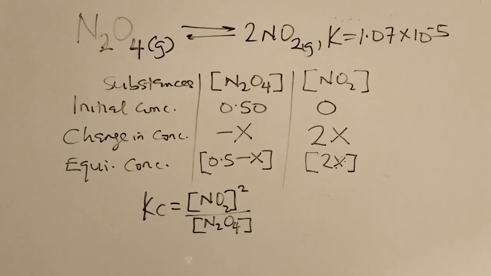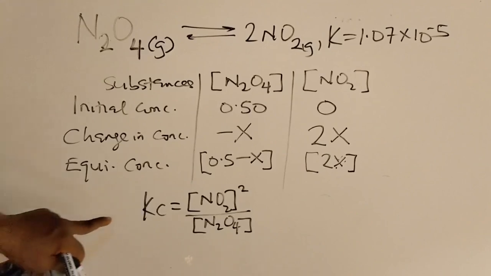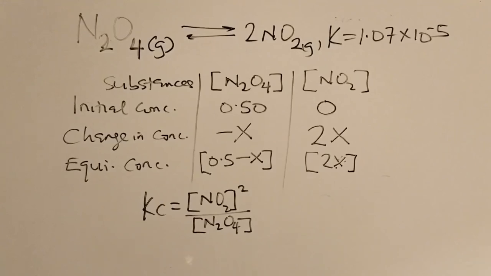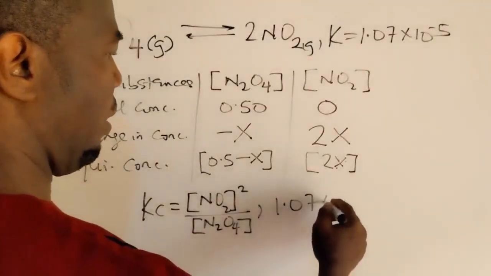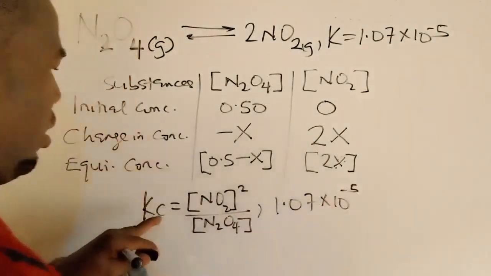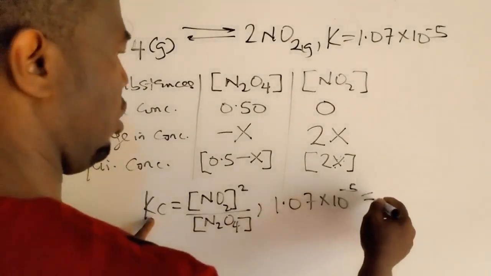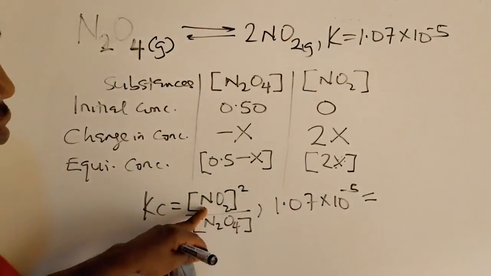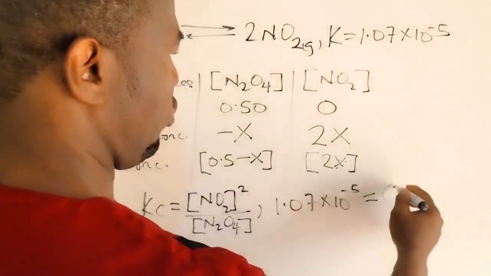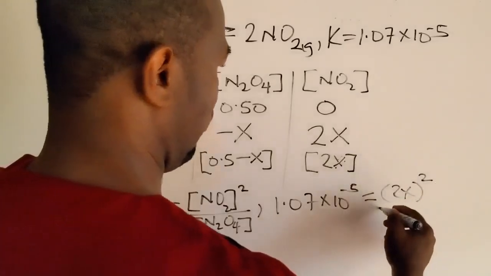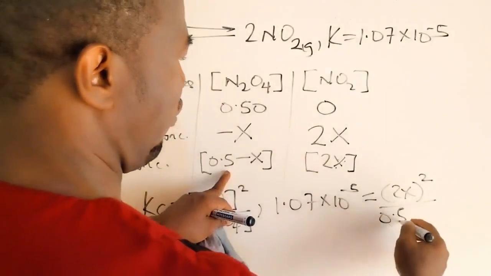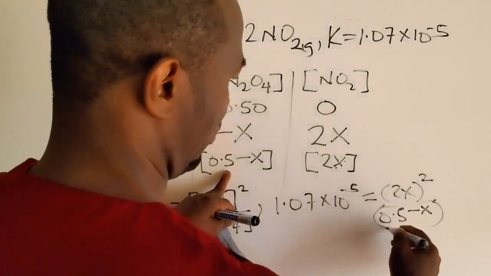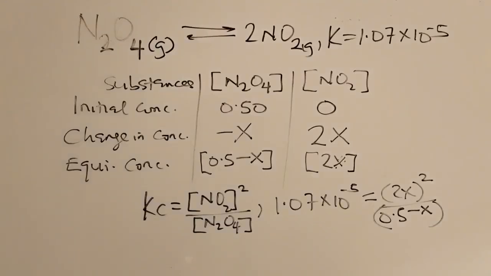We have been told initially in the question that the equilibrium constant is 1.07 times 10 to the power minus 5. So write 1.07 power minus 5 in place of Kc, equal to the equilibrium concentration of the product, which is 2S. We're going to have 2S all squared, all over that of the reactant, which is 0.5 minus S, bracket closes. So that is the correct substitution.